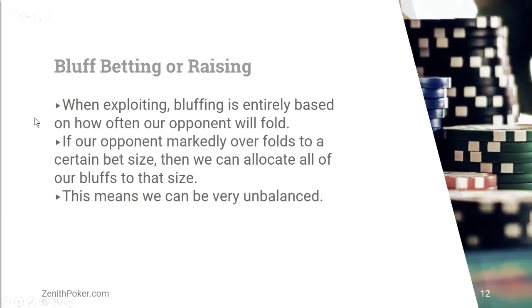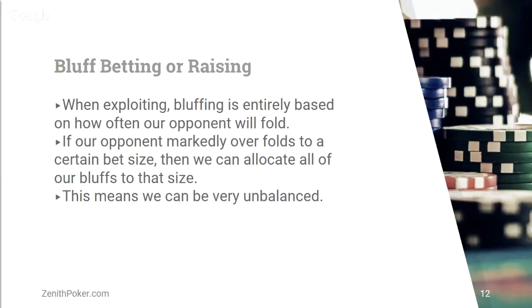Okay, so when we're making an exploit with a bluff bet or a bluff raise, it's entirely dependent on how often our opponent is going to fold. So if the opponent is going to fold a lot, then we can bluff them more. And if the opponent is going to fold a lot against a specific bet size, then we can just allocate all of our hands into that bet size. On the other hand, if they're just not going to fold to any bet size often enough, then we should never bluff at all, or we can check back our entire bluffing range, and just go more for value.